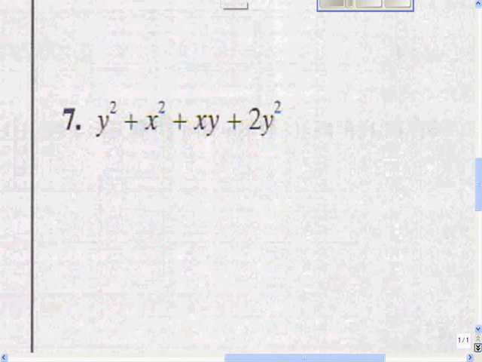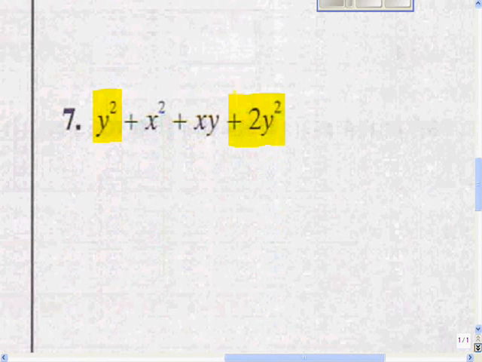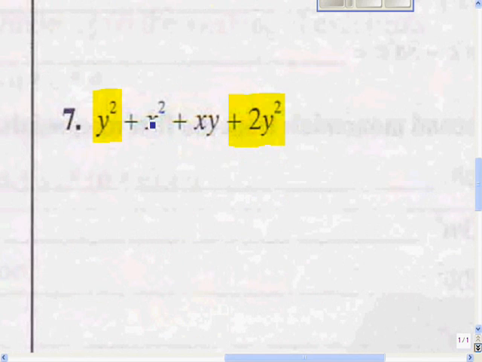Okay. Let's see. I hope you're getting the hang of this. We've got y squared, positive y squared, right? Those are like terms. And that's it. There's no more like terms. X squared, there's no x squares, and xy, there's no xy. So we're just going to combine these two. Since the signs are the same, again, remember that if there's no sign, it's positive. They're both positive. We're going to add 2y squared plus y squared equals 3y squared. Right?